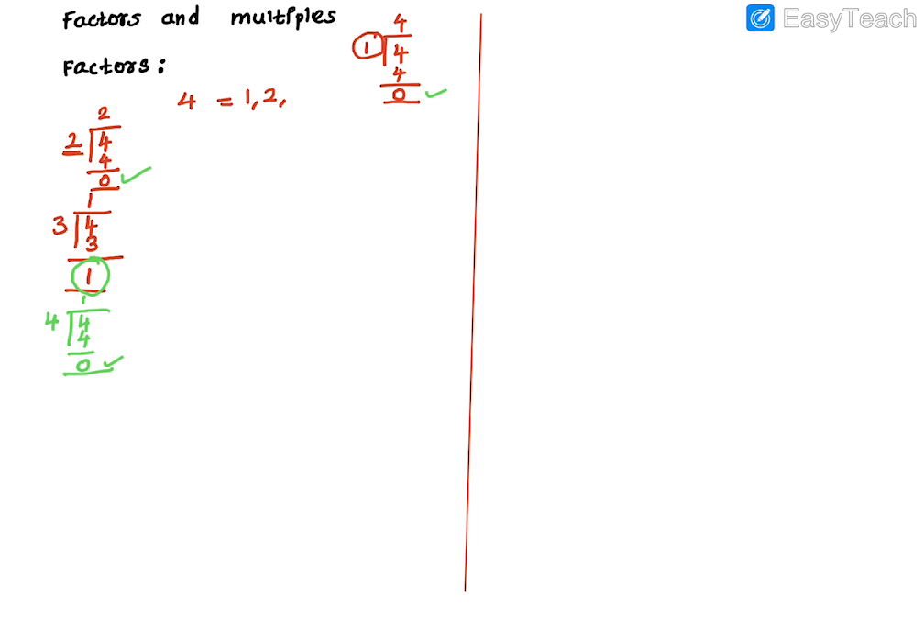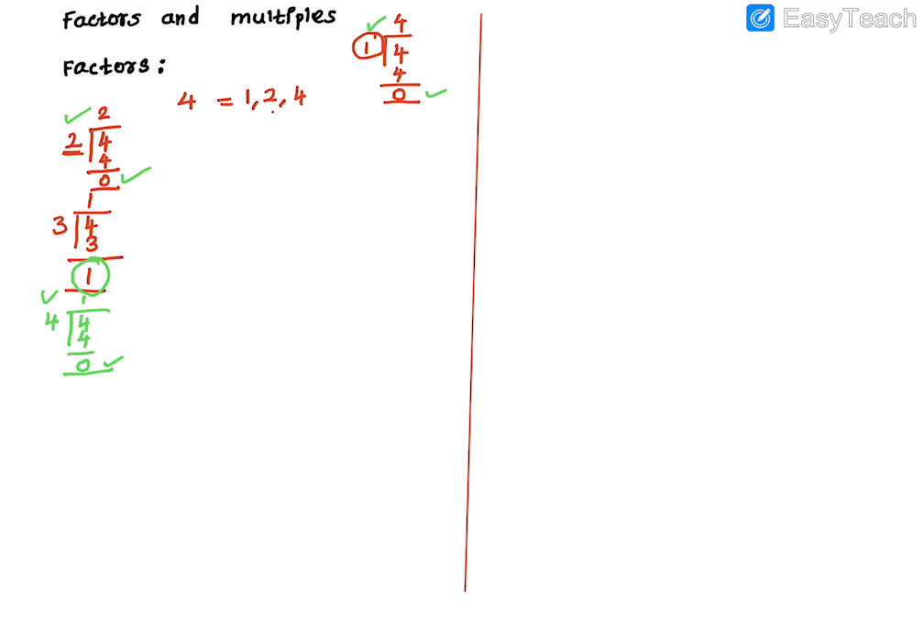So which are the numbers? 1 and 2 will divide completely, and 4 will divide it completely. So 1, 2 and 4. Can you understand this one? This is called a factor of 4. A factor of 4 means which are the tables it will come. One table should divide completely, second table completely divide, third table completely divide.